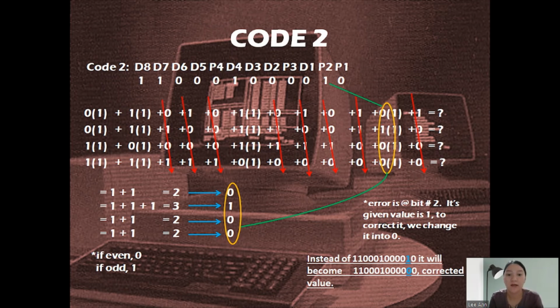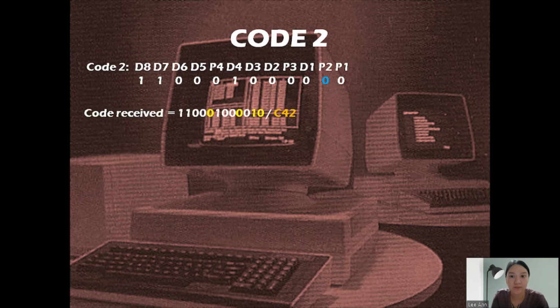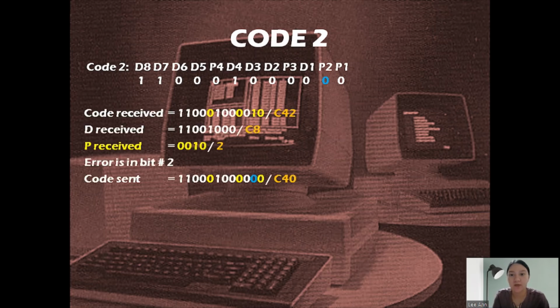So instead of having our original data, which is 110001000010, it will become 110001000000 as the corrected value. So this is the final answer for the second code from our given data. And also, this is the hexadecimal equivalent of the binary numbers.